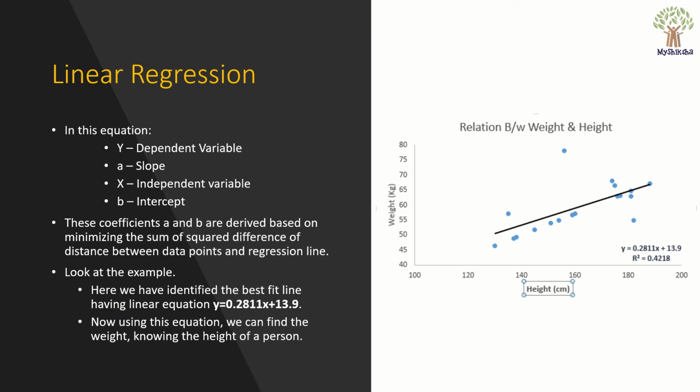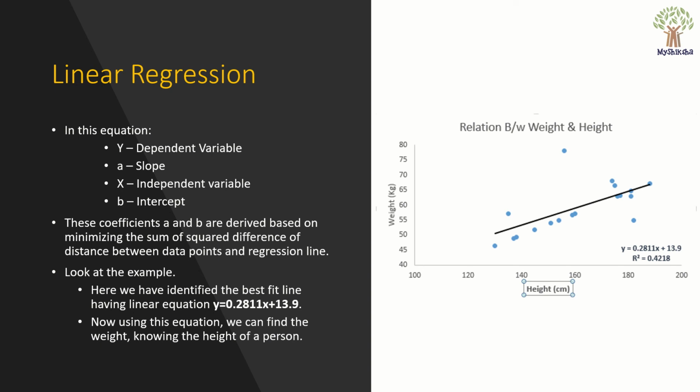This is where you come up with the concept of minimizing the sum of squared difference of the distance. What is the distance between the line and the data point? And square the difference of the distance between the data points and the regression line. When you square it, it becomes a positive number. Can you minimize this total number? If you're able to do that, then you have got the best fit line.